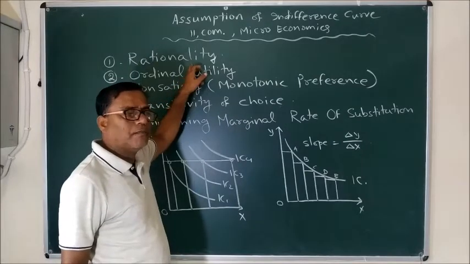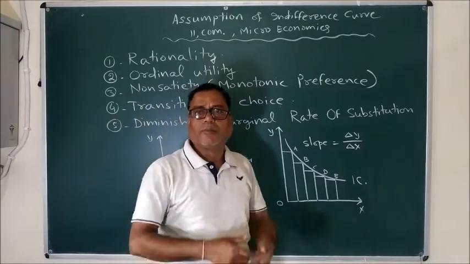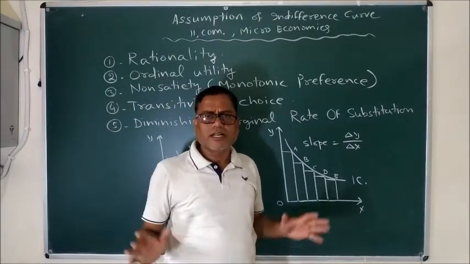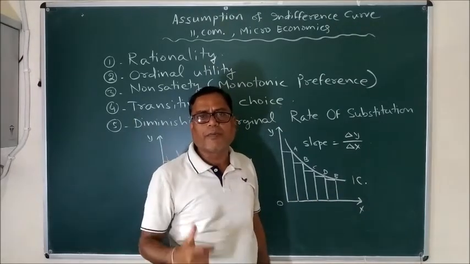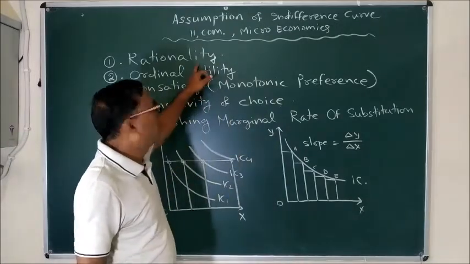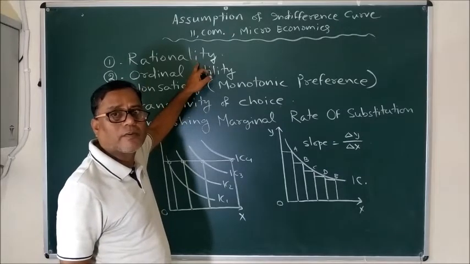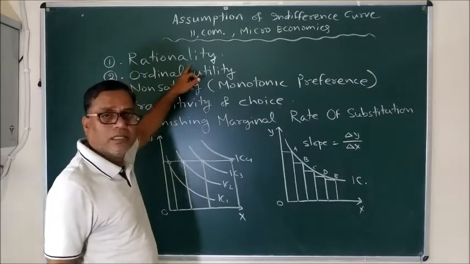For example, in marriages, people simply throw away money. That is not rationality. Suppose you ordered a meal and consumed only half of it. That is not rationality. So in the theory of consumer equilibrium or the indifference curve approach, we assume that our consumer is rational in nature.